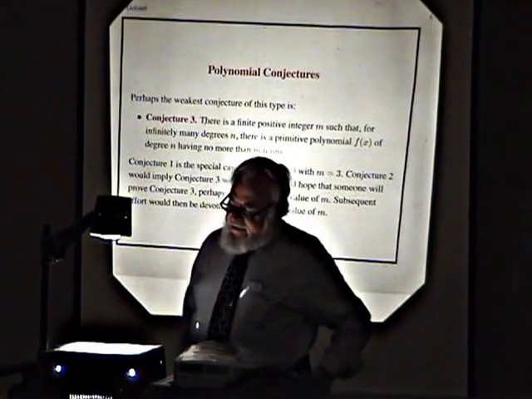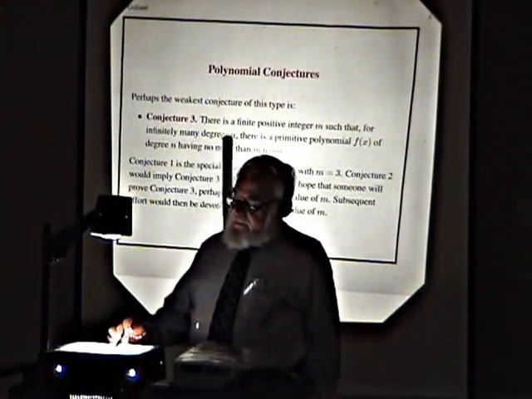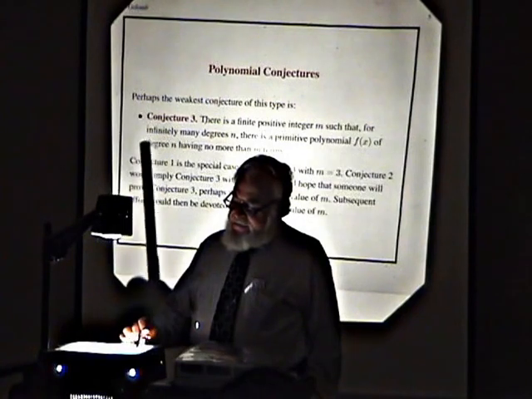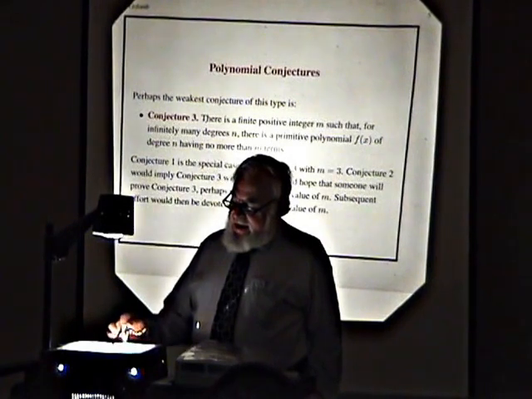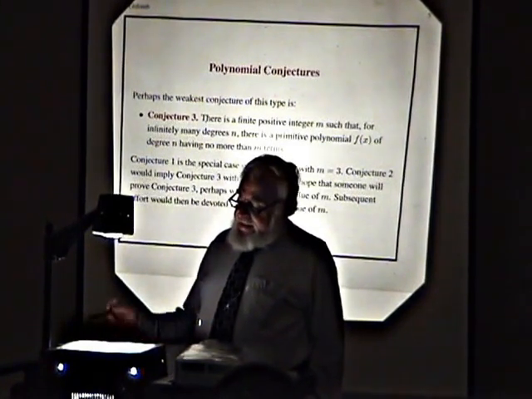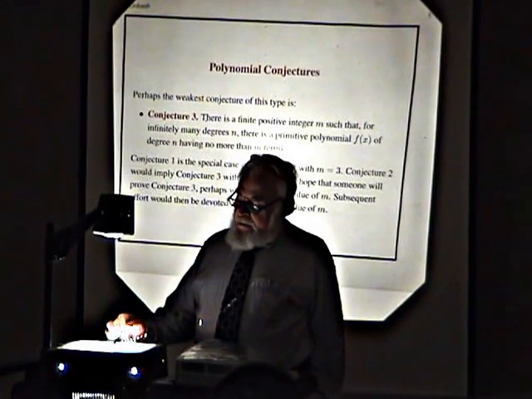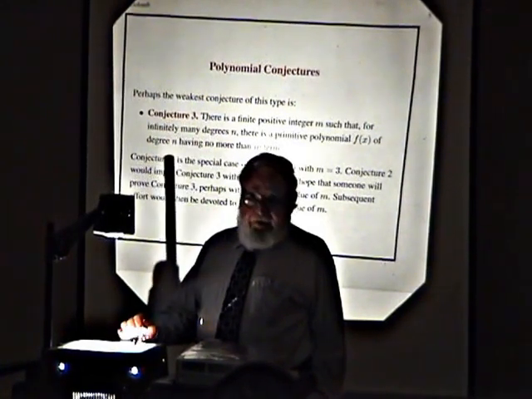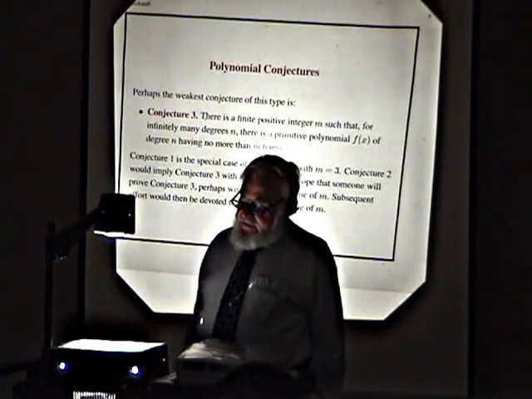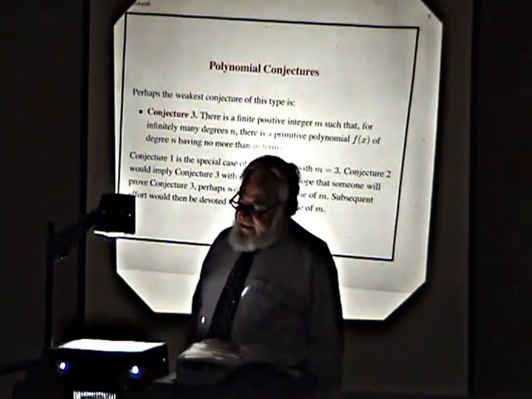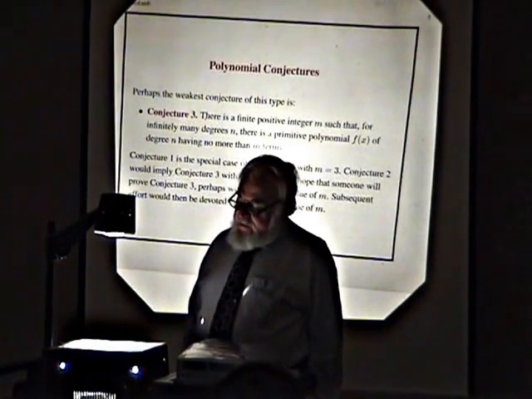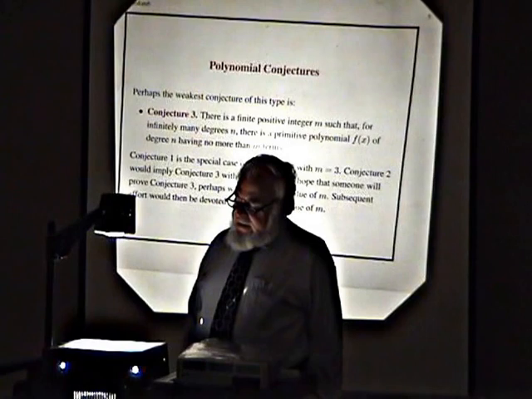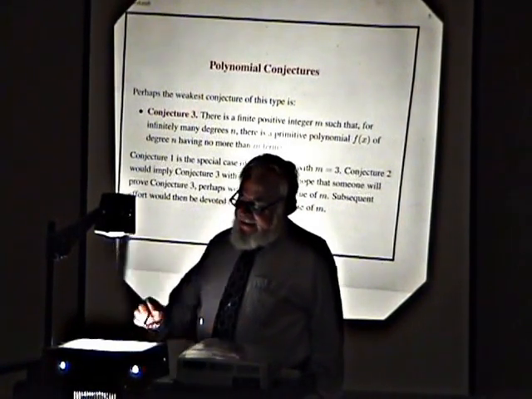Possibly the weakest conjecture of this type would be that there is some finite positive integer m, so that for infinitely many degrees n, there is a primitive polynomial f of x of degree n having no more than m terms. The key thing here is that this is some bounded number that does not increase with n. And even if you could prove this for an outrageously large value of m, I believe that that would represent significant progress. I would hope that this conjecture is not out of reach.